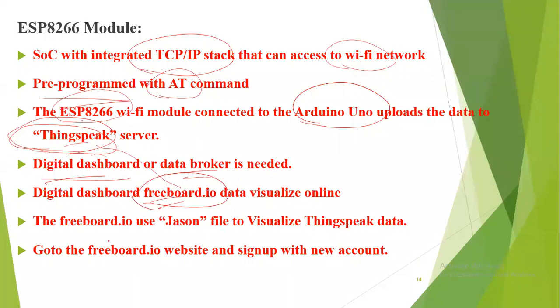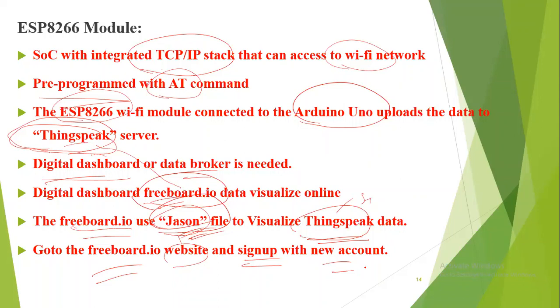Basically, freeboard.io uses a JSON file instead of a .hex file or similar. It uses the JSON file to visualize the ThingSpeak data. ThingSpeak is the server, so the server's data is visualized on freeboard.io by using the JSON file. So you need to go to the freeboard.io website, sign up, and create an account there. After creating the account, you can access data from the ThingSpeak server.